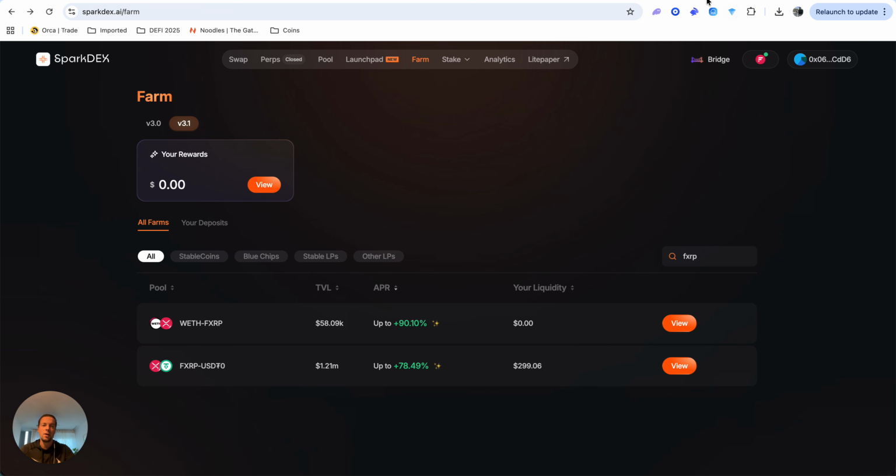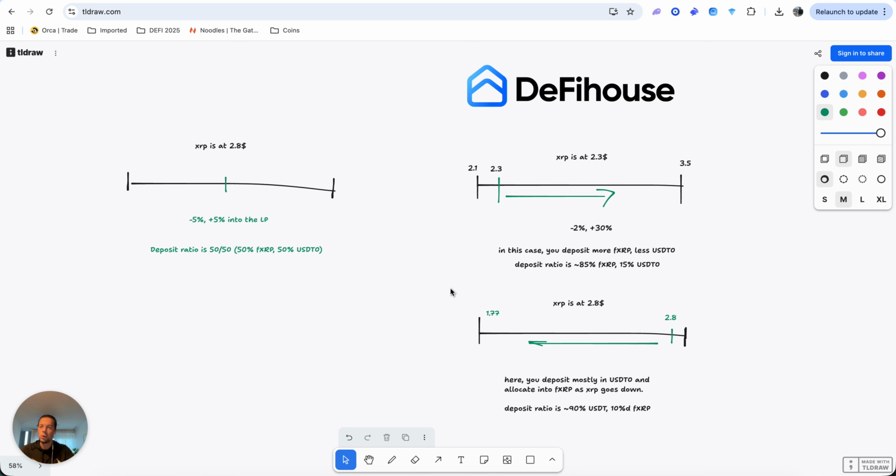So hopefully this video was clear. Next week, when the cap is increased and you can get more Fxrps, and you want to make your XRP work for you and get the yield, think about this. What I just showed you is very, very important: your deposit ratio into the pool.